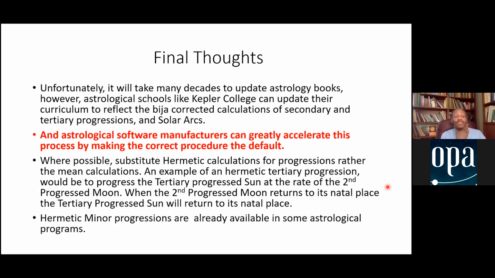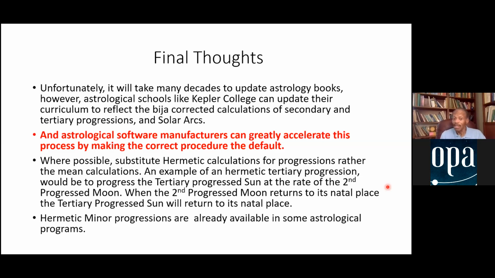Some final thoughts. Unfortunately, it will take many decades to update astrological books. However, astrological schools like Kepler College can update their curriculum to reflect the Bija-corrected calculations of secondary and tertiary progressions of solar arcs. And astrological software manufacturers can greatly accelerate this process by making the correct procedure the default. Where possible, I would suggest that we substitute hermetic calculations for progressions rather than mean calculations.